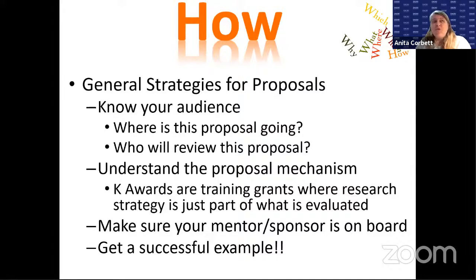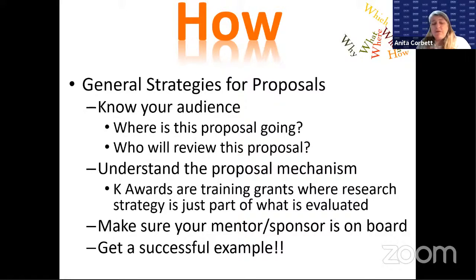And if you don't know how to seek out that information, find someone who can help you do that. Understanding the proposal mechanism is always critical. So K awards, like I said, are training grants where the research strategy, which is what we really think about as the grant, that's the science, the experiments you're going to do, is really just part of what is evaluated. And of course, before you write any of these kinds of grants, it's critically important to make sure that your mentor or sponsor is on board, because they're going to have to buy into this, they're going to have to help you, and they're also going to have to provide materials that talk about how you're going to be trained.